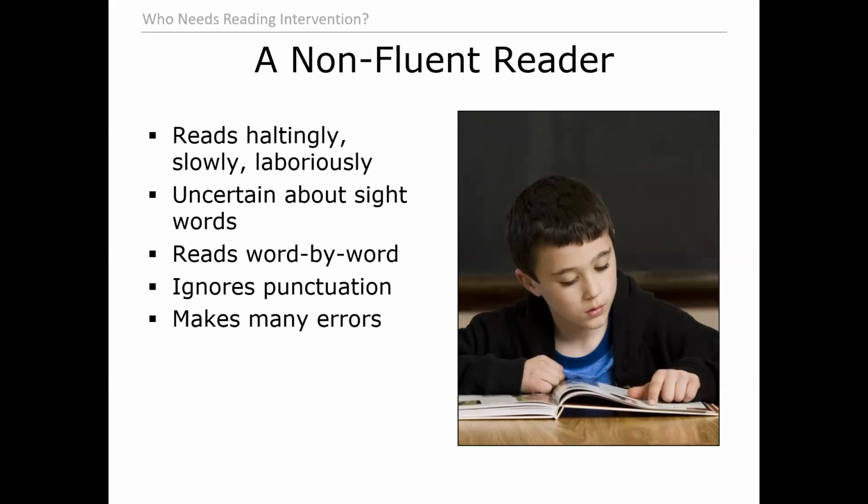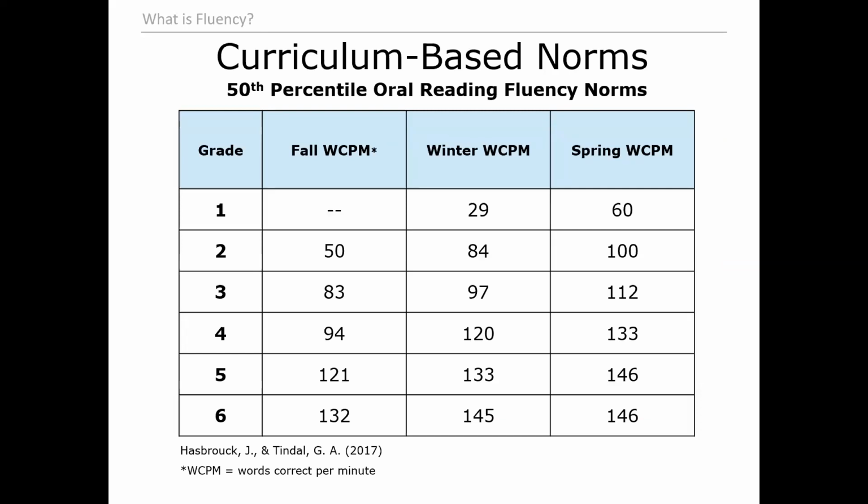We can identify non-fluent readers simply by listening to them. We have all heard them read, but we can also use some research to make an informed decision as to who might need some support in fluency. So let's talk about how we can identify which of your students need extra help to become automatic readers. The table on your screen is the Hasbrook and Tyndall table that shows the 50th percentile oral reading fluency norms for students in grades 1 through 6.